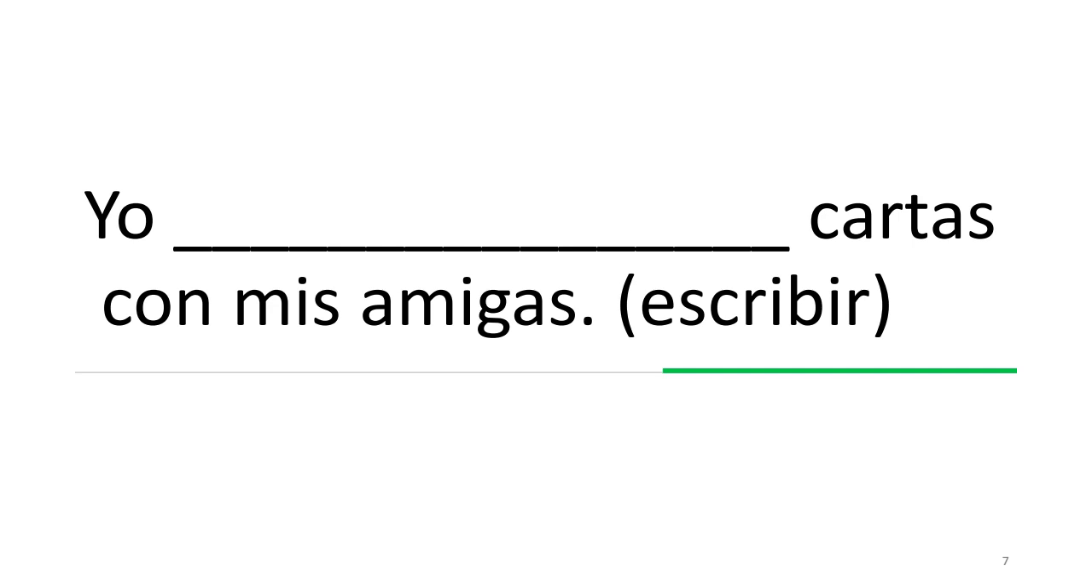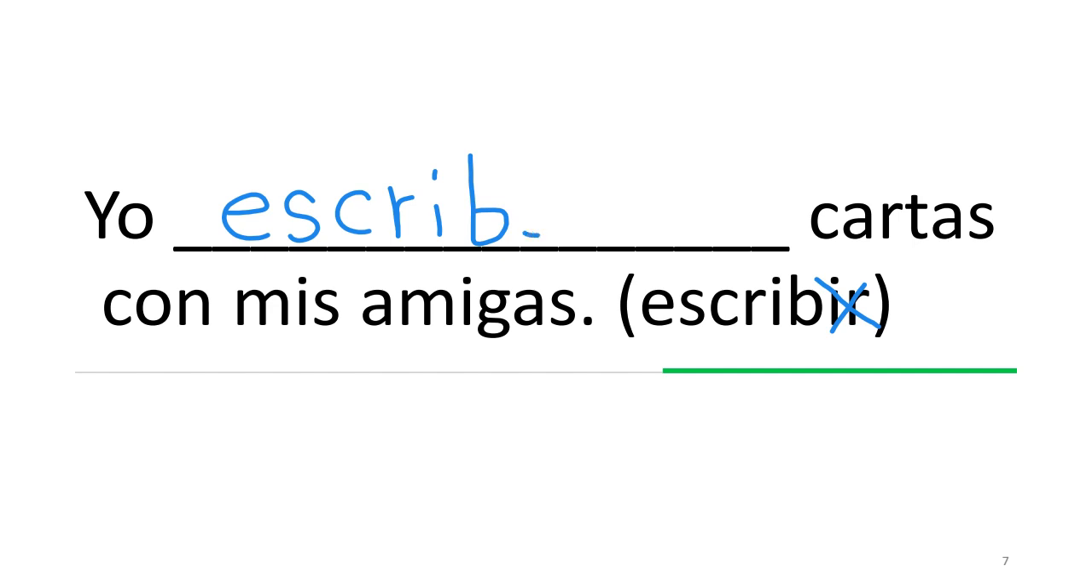For this example, we are going to end up with yo escribir cartas con mis amigas. So I write letters with my friends. And to do our steps, we're just going to start with step 1. We're going to take the verb escribir and we're going to get rid of the IR at the end so we can write the rest of it in the blank here. We just stop when we get there to the ending.